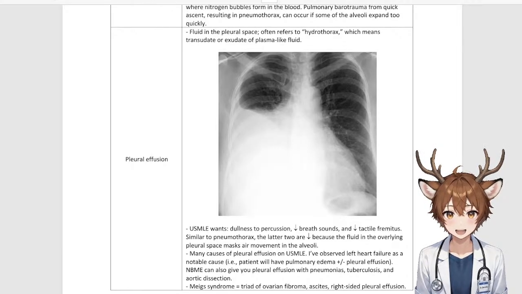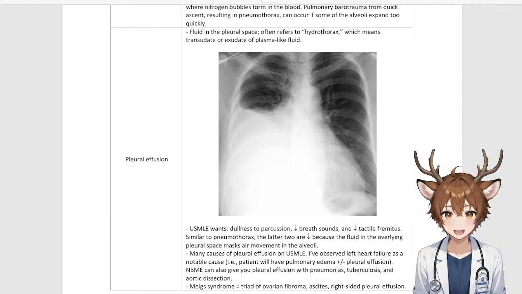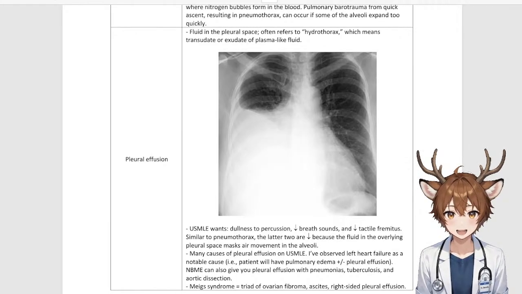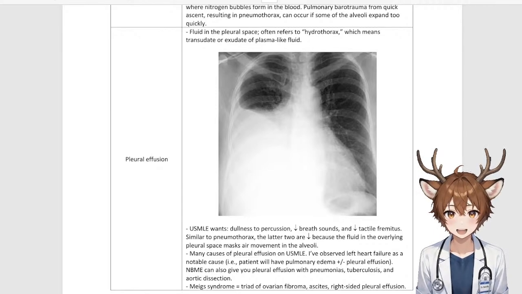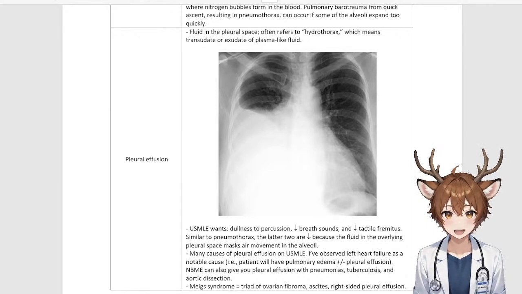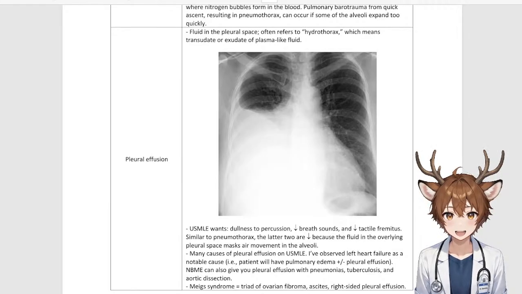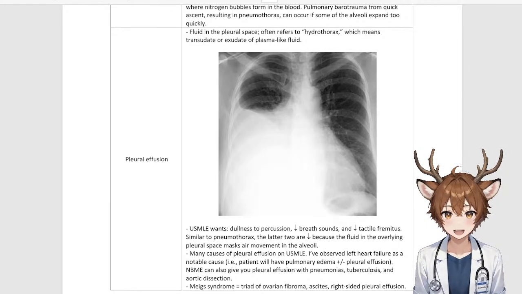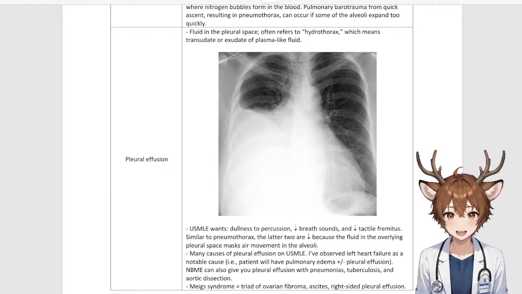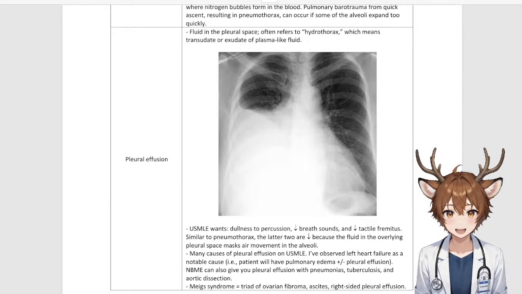So pleural effusion. Fluid in the pleural space often refers to hydrothorax, which means transudate or exudate of plasma-like fluid. USMLE wants dullness to percussion, decrease in breath sounds, and a decrease in tactile fremitus. Similar to pneumothorax, the latter two are decreased because the fluid in the overlying pleural space masks the air movement in the alveoli. Many causes of pleural effusion on USMLE.